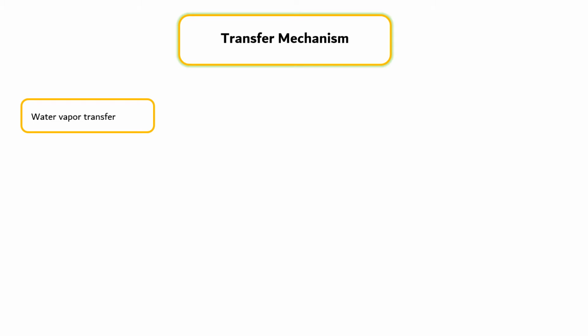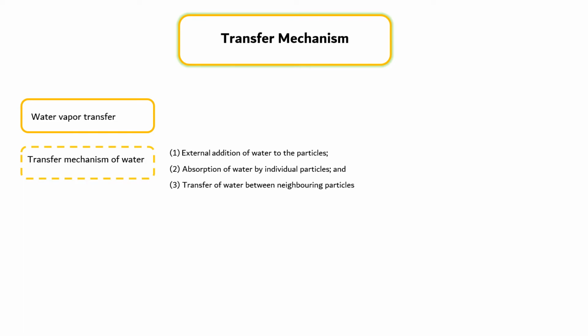Water transfer mechanism. The transfer mechanism of water involves discussion about free water, bound water, and oxygen supply in the solid-state fermentation system. In order to model the water distribution of the sprayed water throughout the mixed substrate bed, there are three different processes that need to be considered: external addition of water to the particles, absorption of water by individual particles, and transfer of water between neighboring particles.